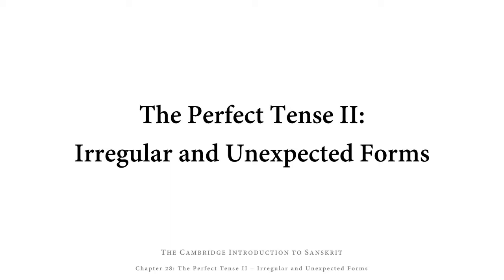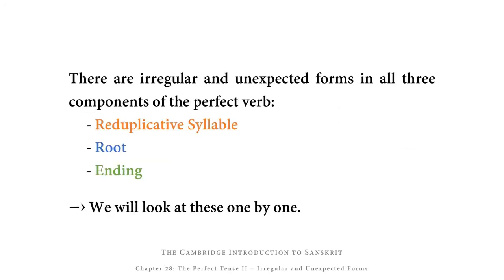Welcome to the video for chapter 28 of the Cambridge Introduction to Sanskrit, which is going to tell you about some irregular and unexpected perfect tense forms. In Sanskrit, there are irregular and unexpected forms in all three components of perfect verbs: in the reduplicative syllable, in the root, and in the endings. What we will do in this chapter is look at them one by one.